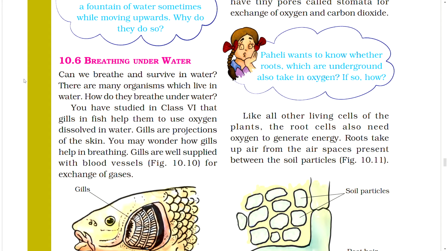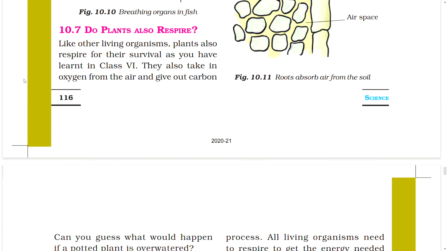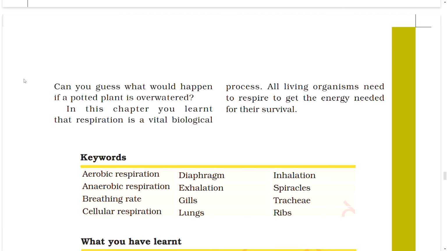Figure. Soil particles, root hair, air space. Figure. Roots absorb air from the soil. Can you guess what would happen if a potted plant is overwatered? In this chapter, you learned that respiration is a vital biological process. All living organisms need to respire to get the energy needed for their survival.